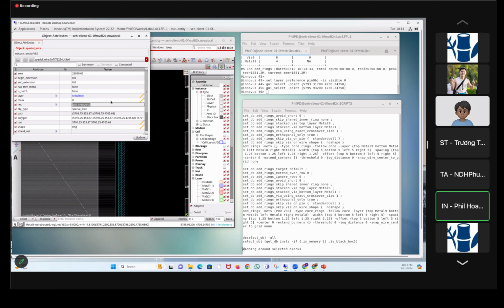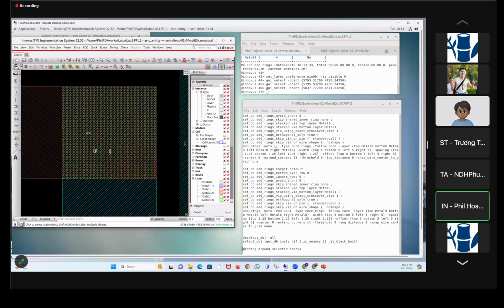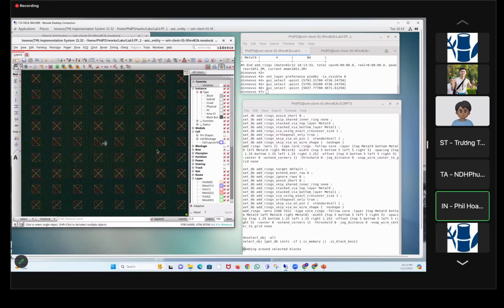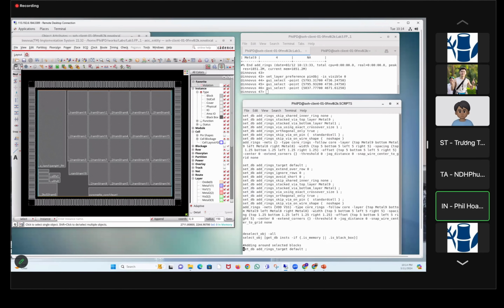So basically, you see where these little things are, these are the rows, right? This is the core. This is the edge of the core. It builds off this one with an offset and a distance and a width, right? And over here should have all the vias. Yeah, you see this one has all the vias in it. So that's the core ring.